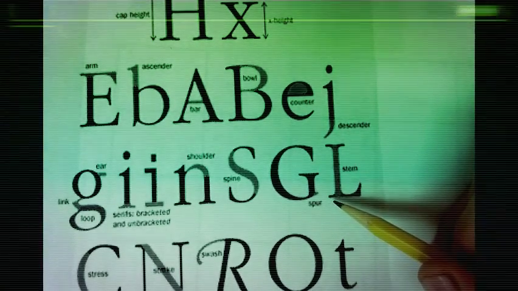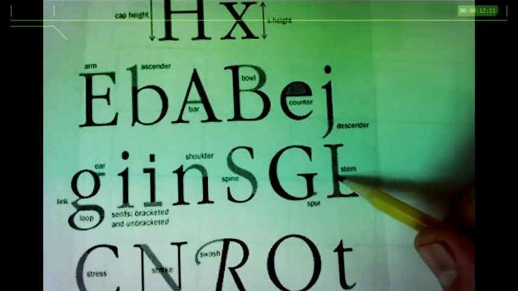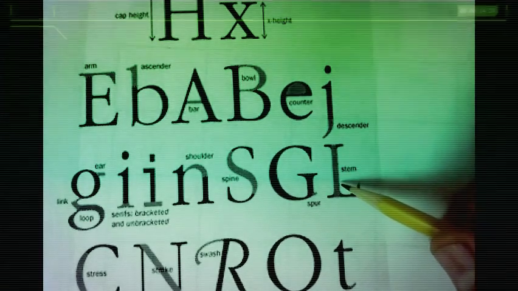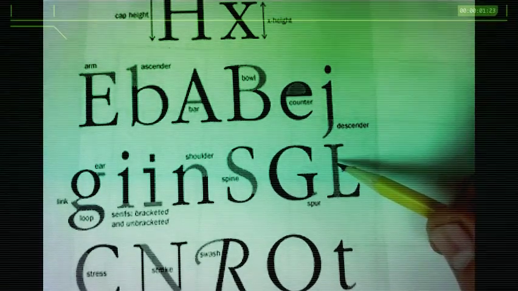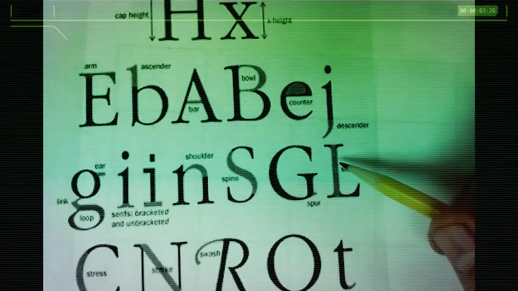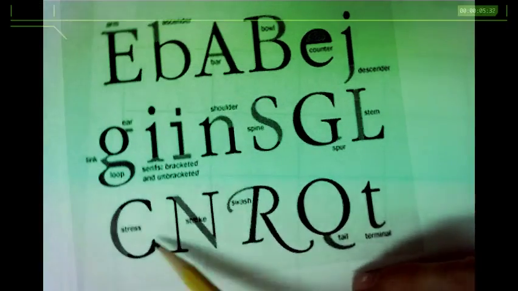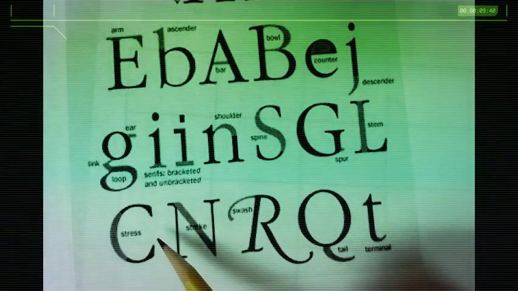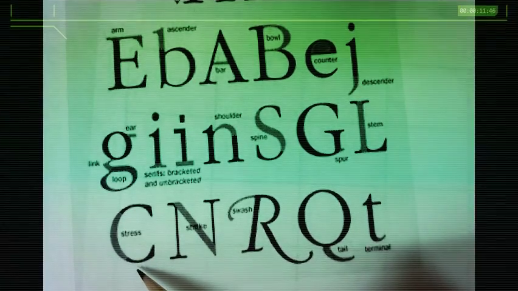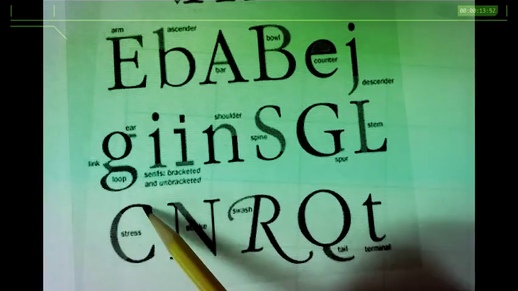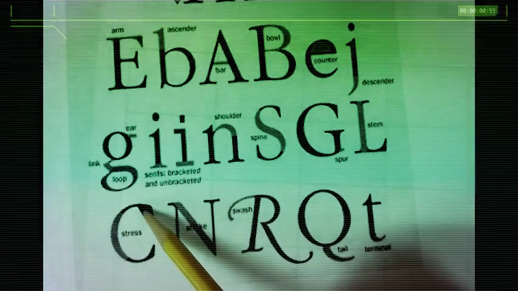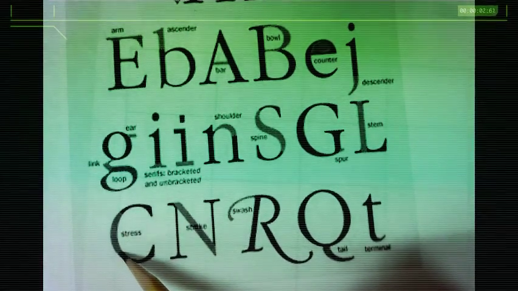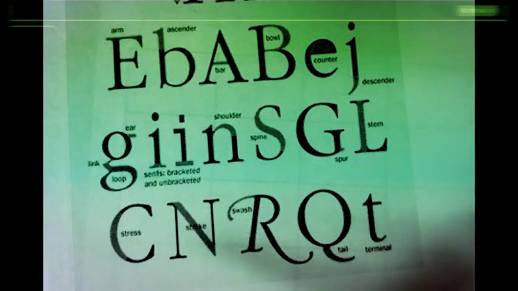You notice that this has got a very nice bowl type shape. And then it goes up and there's a spur right there. This little spur is a small projection of a main stroke found mainly on capital G's. And then we move along to the stem of the L. It's a vertical straight line.